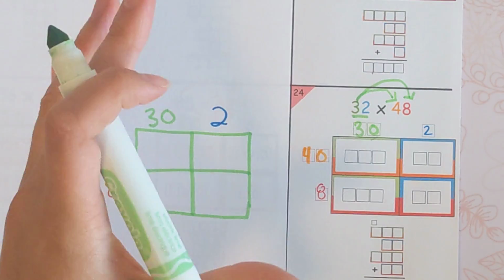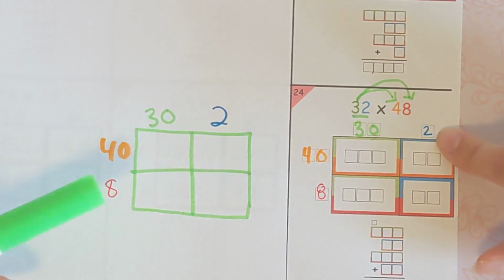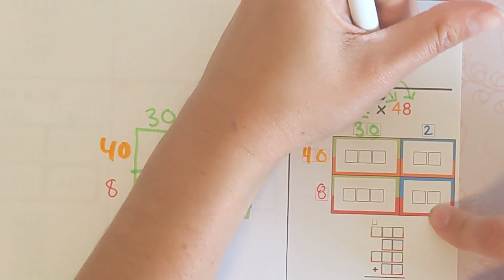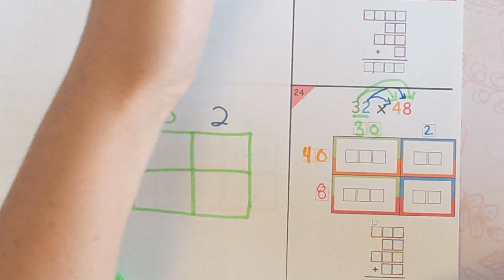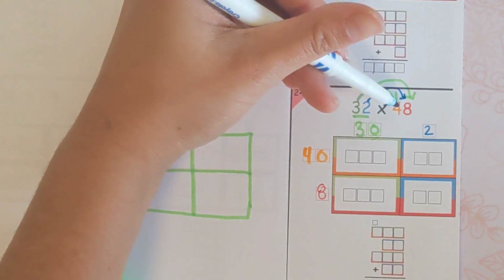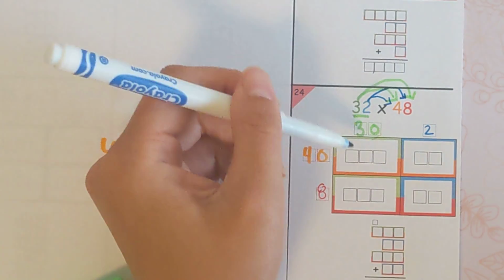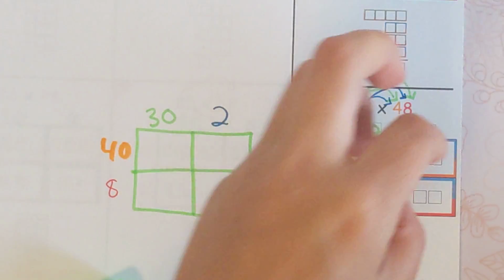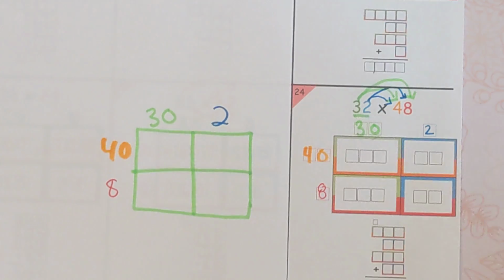Then the 30 is done, and we just do the 2. And then we're going to do 2 times 40 and 2 times 8. So the 30 multiplies against both of them, and the 2 multiplies against both of them. This is for the 30, that's for the 2. And if you get stuck, you can use that color coding just to help guide you back in to see, wait, which one am I multiplying here?